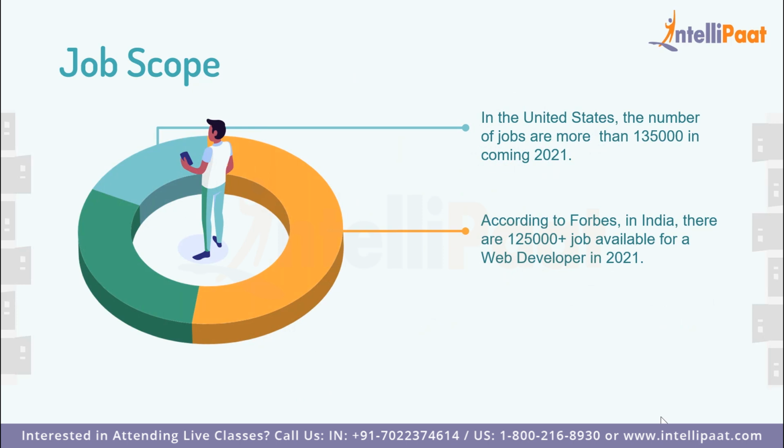In the United States, the number of jobs is more than 1,35,000 in coming 2021. So it is a huge number of opportunities that you have. And if you have the right skill set related to the web development field, that will make you a successful web developer with a very good salary. Now, according to Forbes, in India, there are 125k plus jobs available for a web developer in 2021.